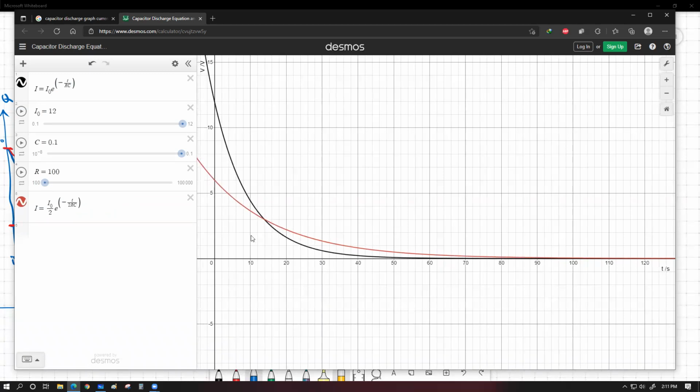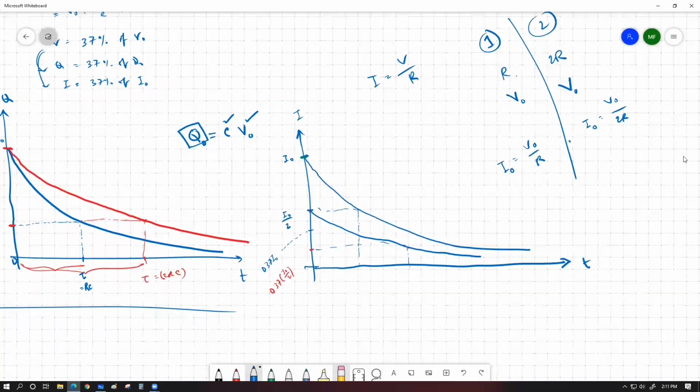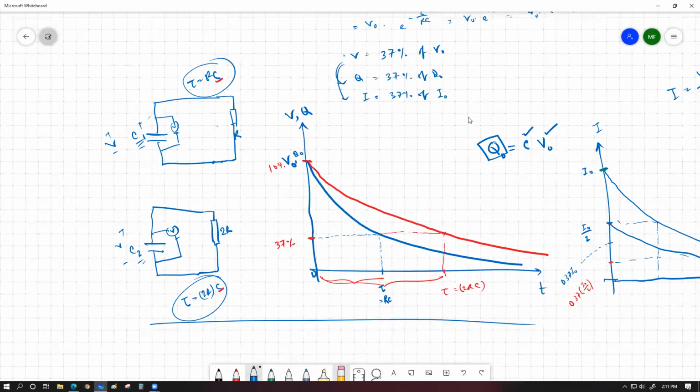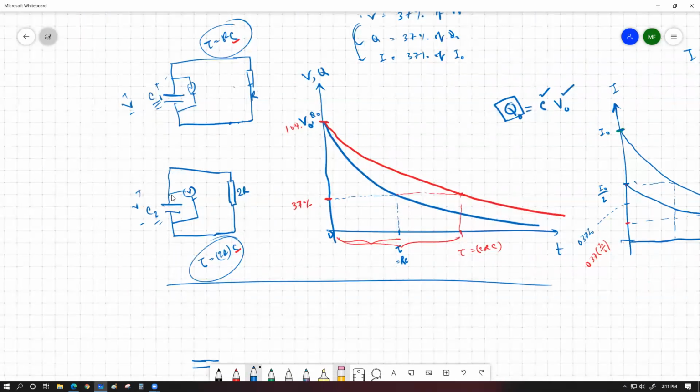I was looking for this graph, I could not find this graph. So if we have two capacitor circuits going back from the starting point, we have two capacitor circuits where both the capacitors are identical. They are both charged by the same source voltage, but one has a discharging resistance of R, the other one has a discharging resistance of 2R.